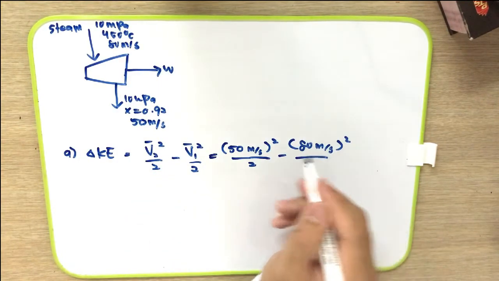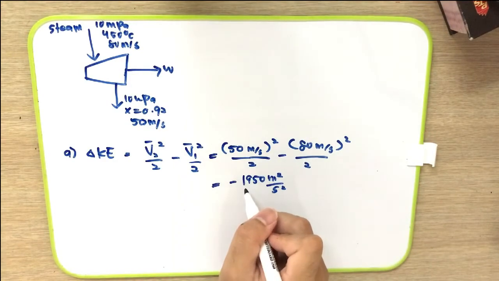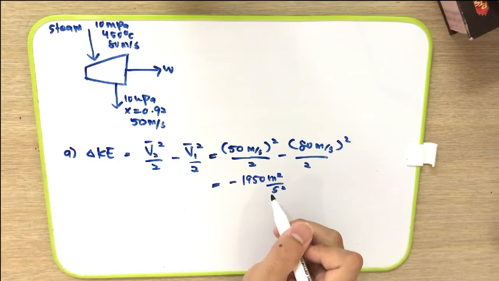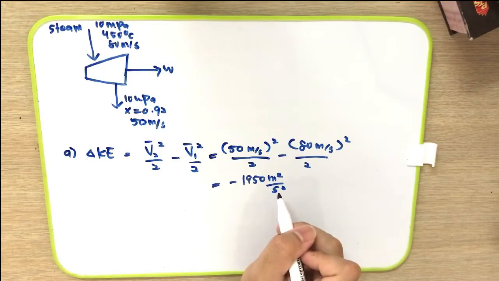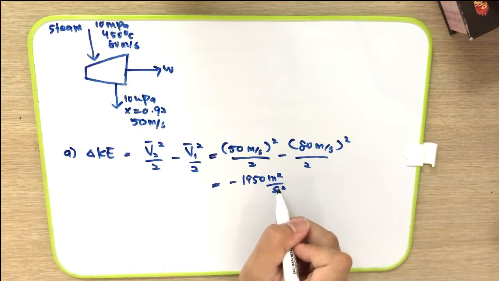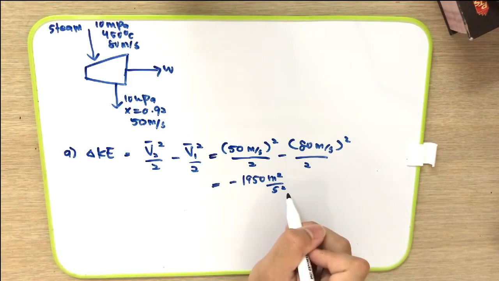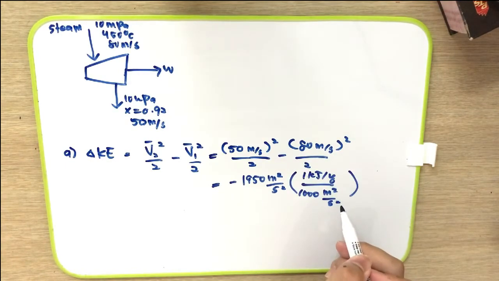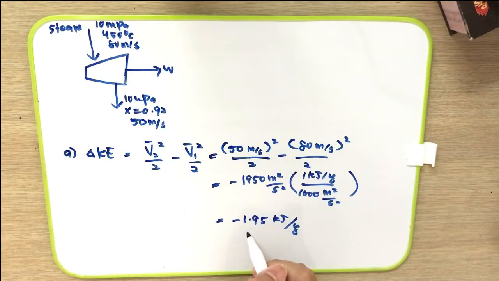After we solve, we will get negative 1950 meter square per second square. But we need to find the change of kinetic energy in kilojoule per kg, so we need to convert from meter square per second square to kilojoule per kg. We multiply with this conversion, and after we solve, we will get negative 1.95 kilojoule per kg. So this is the change in kinetic energy.